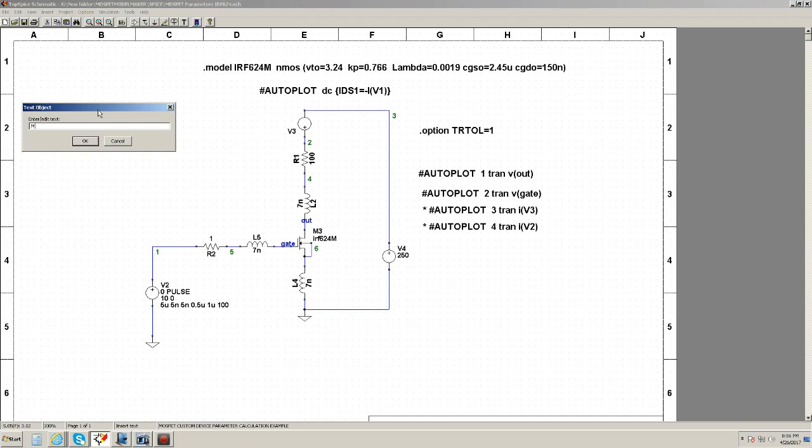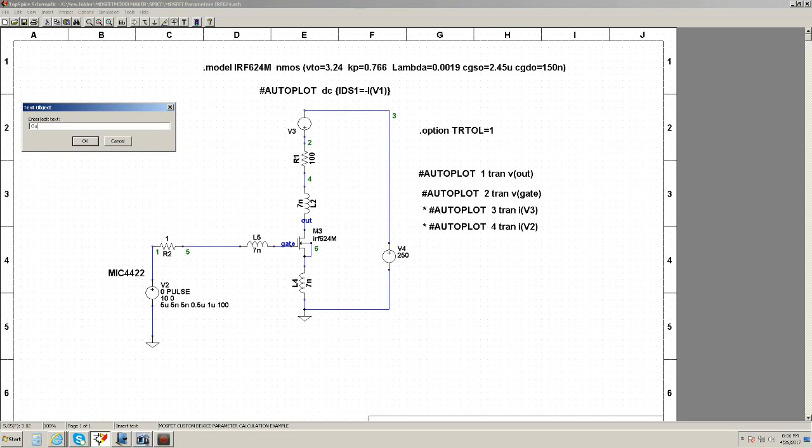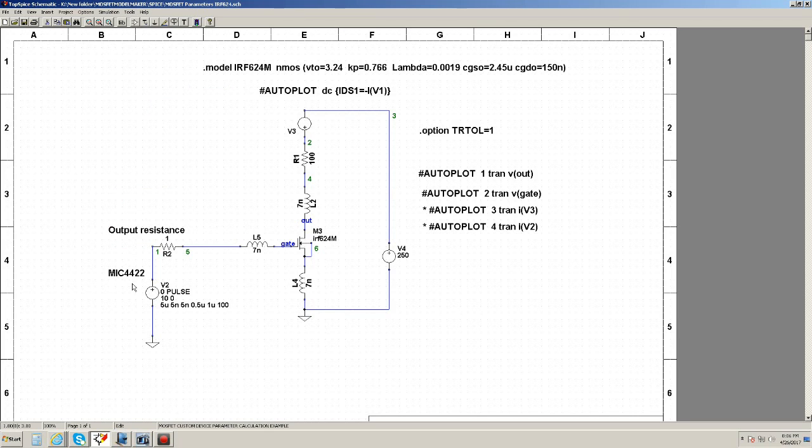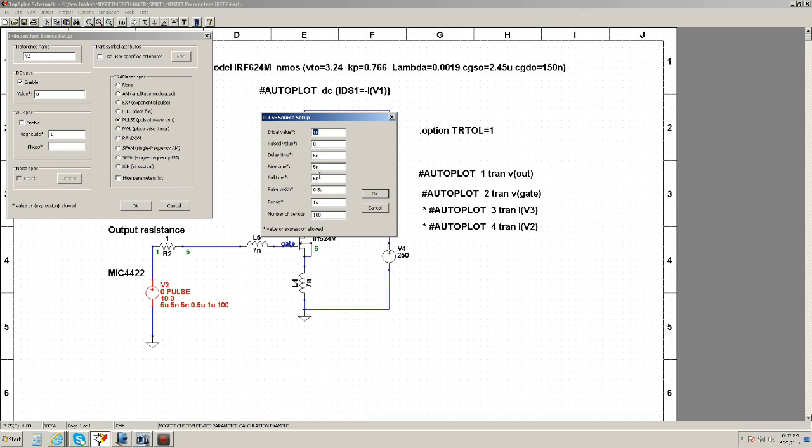This could be a MIC, let me write down the number. There's a CMOS driver called the MIC4422, so we can say that this mimics that. The output impedance of the MIC is 1 ohm, so I'll put this as output resistance. This is really all you need to model a MIC4422: a resistor and a source that switches from zero, in this case going from 10 to zero, or you can flip it across. And I have this with a very fast rise time of 5 nanoseconds and a fall time of 5 nanoseconds.